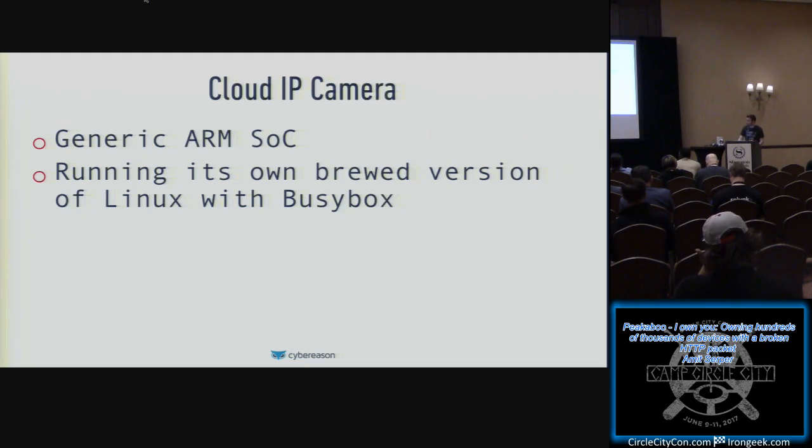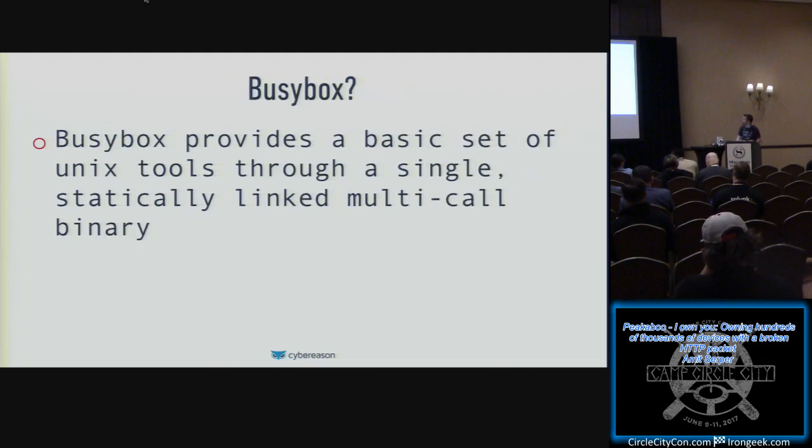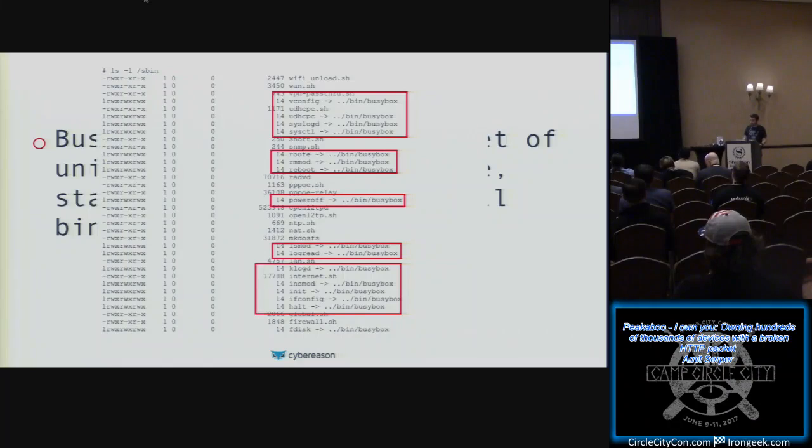It's running its own brewed version of Linux, and it has BusyBox, and if you don't know what BusyBox is, it's basically a basic toolkit of all the POSIX and Unix tools you need, in one statically linked binary, and it's a multi-call binary. So basically, if you do an ls on /sbin or /bin on the camera, you'll see something like this, where, see the pointer, yeah. You'll see that all of those commands are basically linked to BusyBox, and then BusyBox says, oh, you called me by running sysctl, so it means that you want sysctl. But it all lives in one binary.